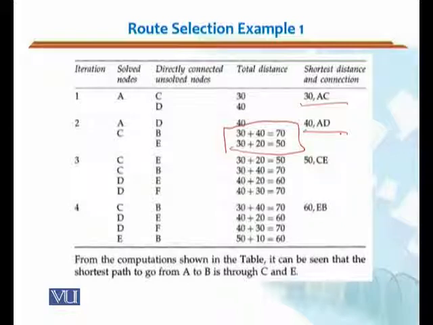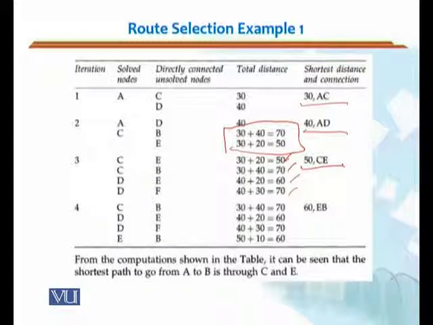Now solving it on the same pattern, first of all, if we are at C, that means it's from A to C, which is 30, plus the distance from C to E, which is 20. So we get 50. On the similar pattern, from C to B, it would be 30 plus 40, 70. From D to E, it would be 40 plus 20, 60. And D to F would be 70. So which one is lower? 50 is lower. So we will connect C with E.